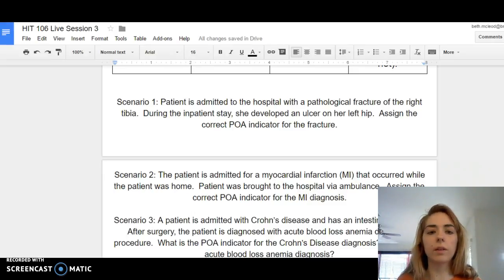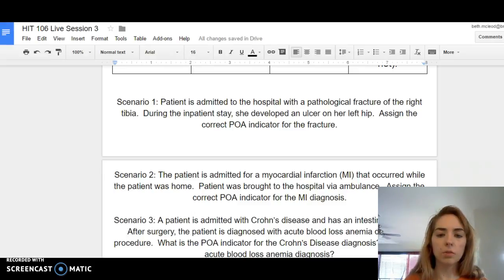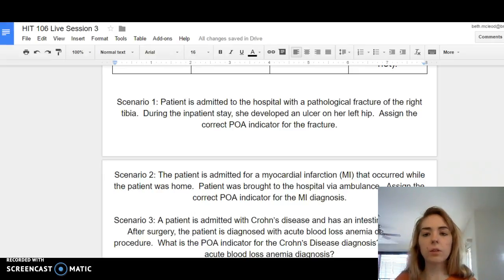The second one here, the patient is admitted for a myocardial infarction that occurred while the patient was home. Patient was brought to the hospital via ambulance. Assign the POA indicator for the myocardial infarction. Again, they're admitted with that myocardial infarction. They had that when they were home. We're going to assign a yes POA indicator for that one.